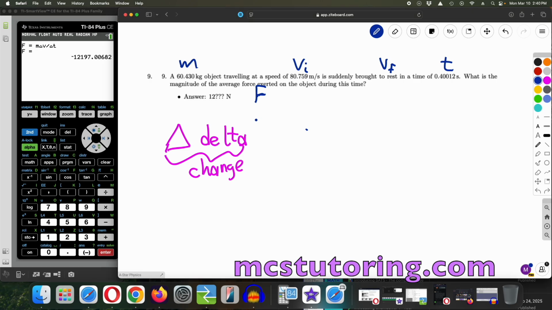Okay, so the F is going to be, now when they say negative, by the way, they mean in the opposite direction, because this object is moving this way, and then let's call friction a yellow force here.